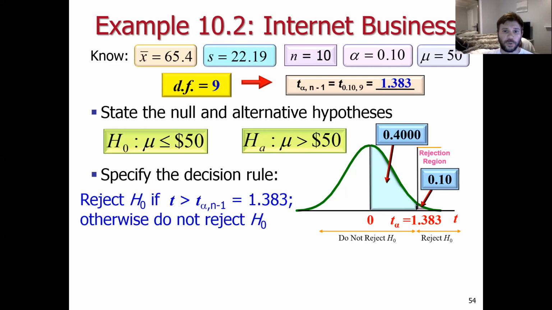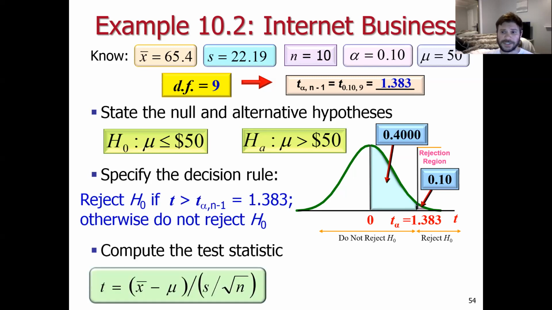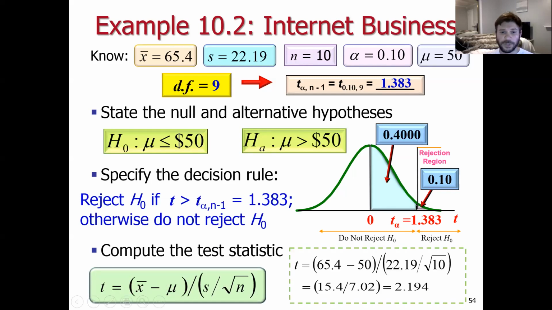So at this point, all we need to do is take our sample data and compute this test statistic. I'm going to plug x bar, mu, the sample standard deviation, and the sample size into that expression. Once we plug everything in, we can compute that test statistic, and we see it's 2.194.